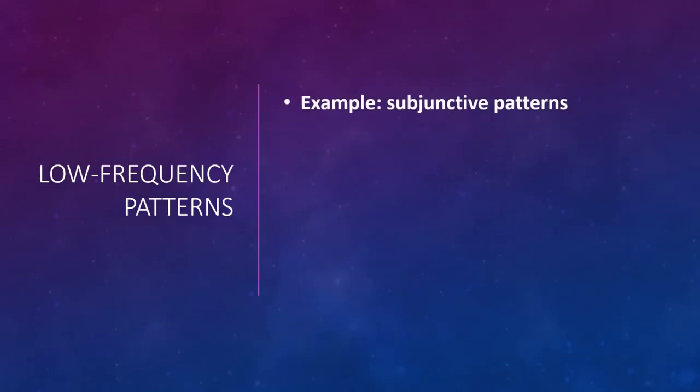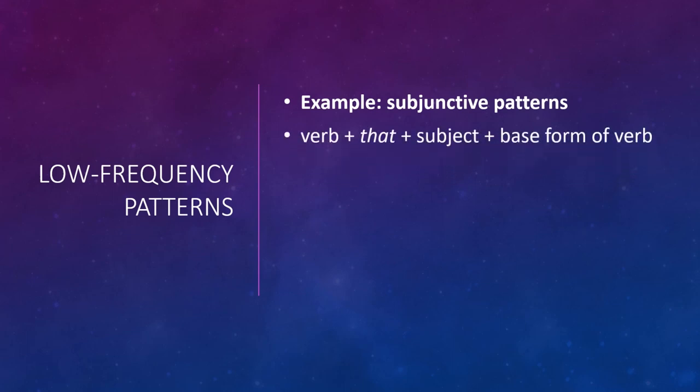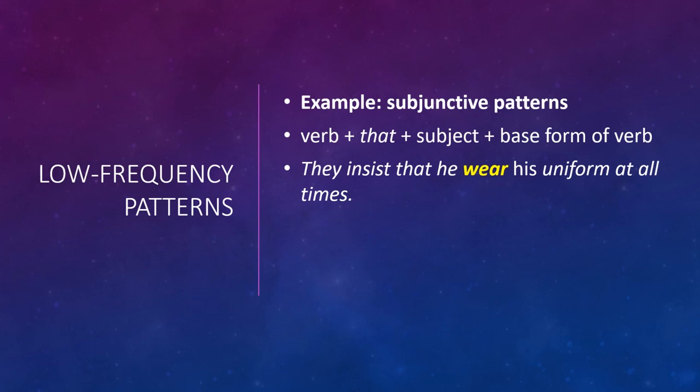Now let's have a look at some low frequency patterns in English. I'm going to take the example of the English subjunctive, which is formed with a verb plus that, plus a subject, plus the base form of the verb. That is, a form of the verb that does not inflect for tense or person or number. So in this example here, they insist that he wear his uniform at all times. We can see that the base form of the verb is used. We don't say he wears, which would be the inflected form, or that he wore, which would also be an inflected form. Instead, we have the base form, that he wear.